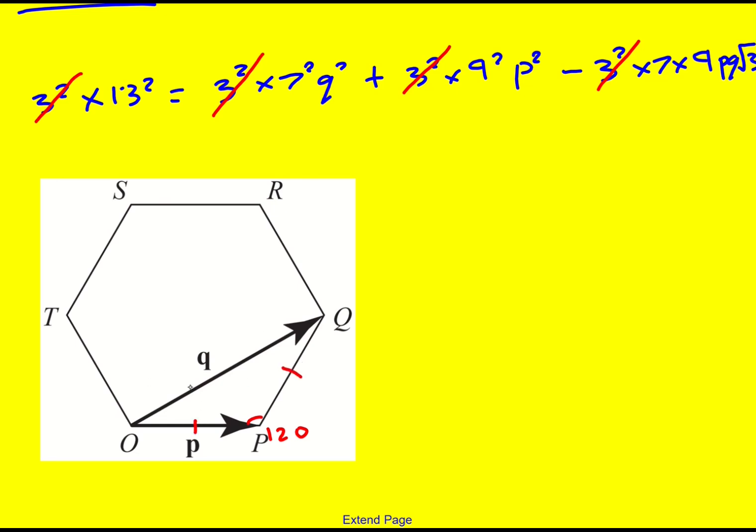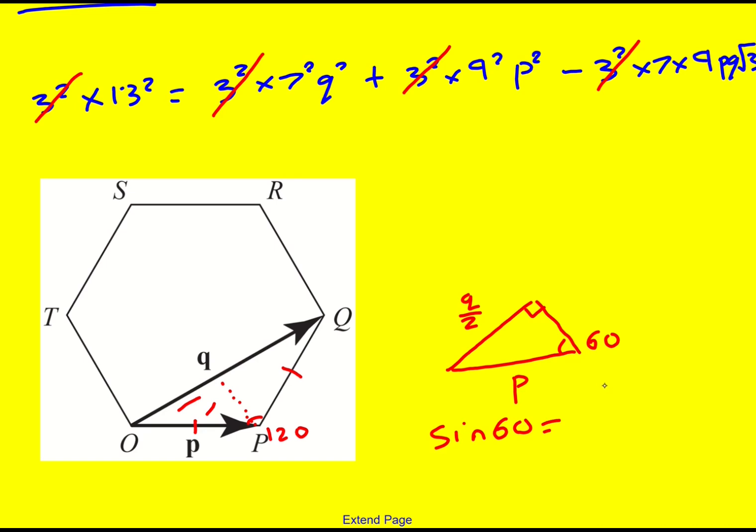These two sides are the same. I have an isosceles triangle. I can draw a line going like that. And if I draw the triangle out on this bottom one here, then I have P, I have a right angle, I have 60 degrees because I'm splitting that 120 into 2, and this is actually going to be Q over 2 because I'm splitting it into a half. So I can write down that sine 60 is the opposite, Q over 2, over the hypotenuse P.